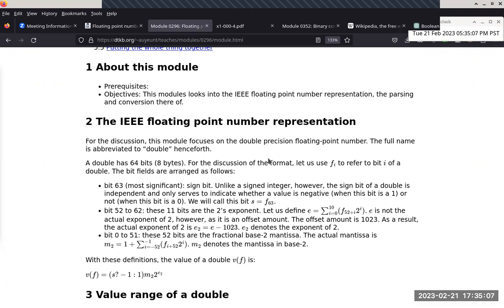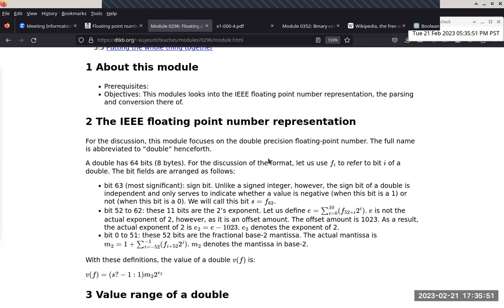For the discussion of the format, let's use f of i to refer to bit i of a double. So in this case, f i is really just referring to the position of the bit, which does not tell you how to interpret the bit. Okay, so let me just pause here and make sure everybody understands what I just said. f of i is just telling you which bit out of 64 we're looking at, but it doesn't tell you how you're supposed to interpret that bit. Is that okay? All right. So the bit fields are arranged as follows. Bit 63, in other words, f subscript 63, is a sign bit.